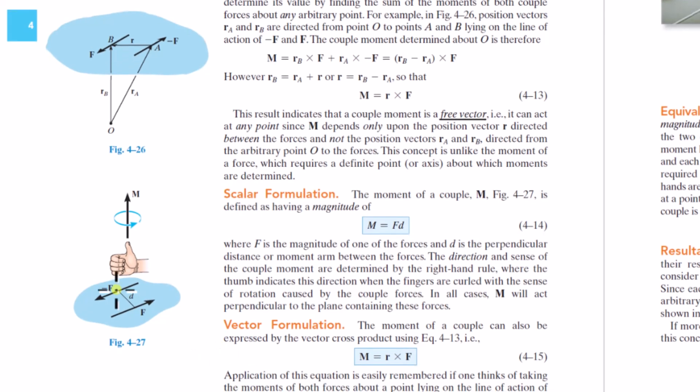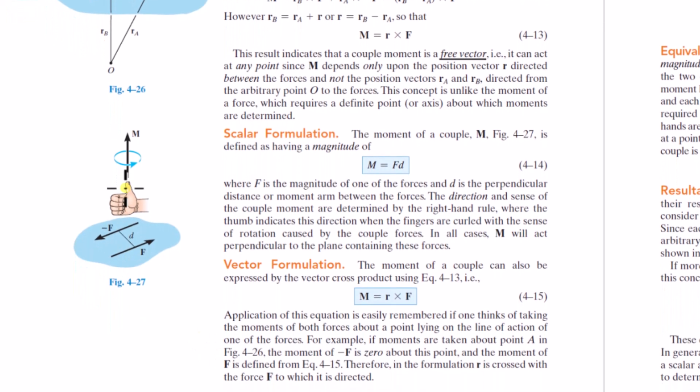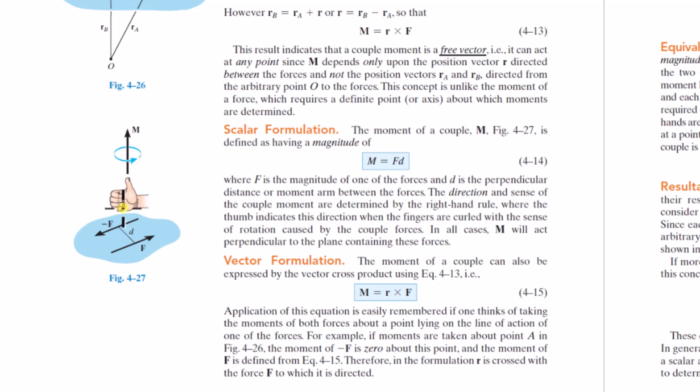Okay, so in the scalar formulation, the moment axis is perpendicular to the plane of the two forces, and you use the right hand rule. You put the curl of the fingers of your right hand in the direction of the rotation, and the thumb points in the direction of the moment axis. So the magnitude of the moment is F times D, and the direction is from the right hand rule. R cross F is the same exact idea as the scalar formulation.